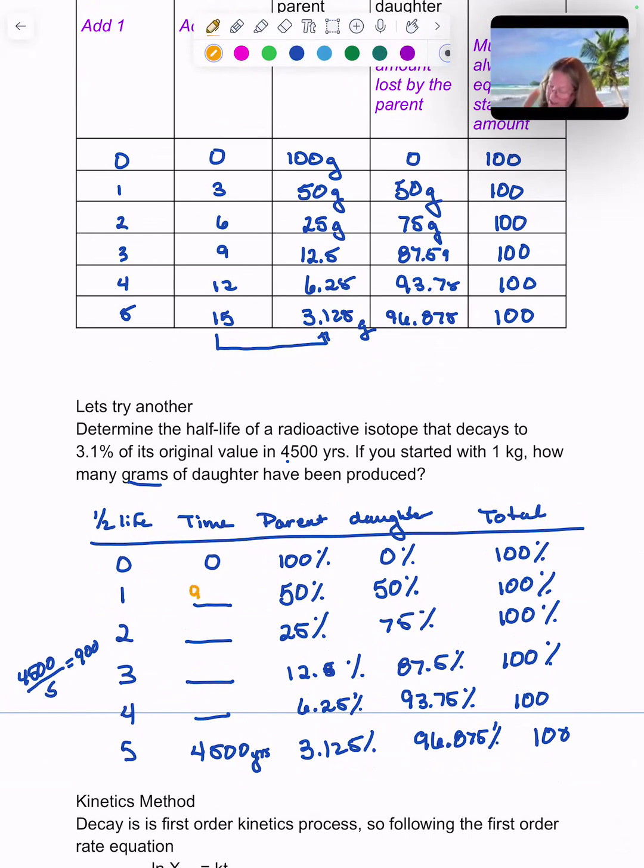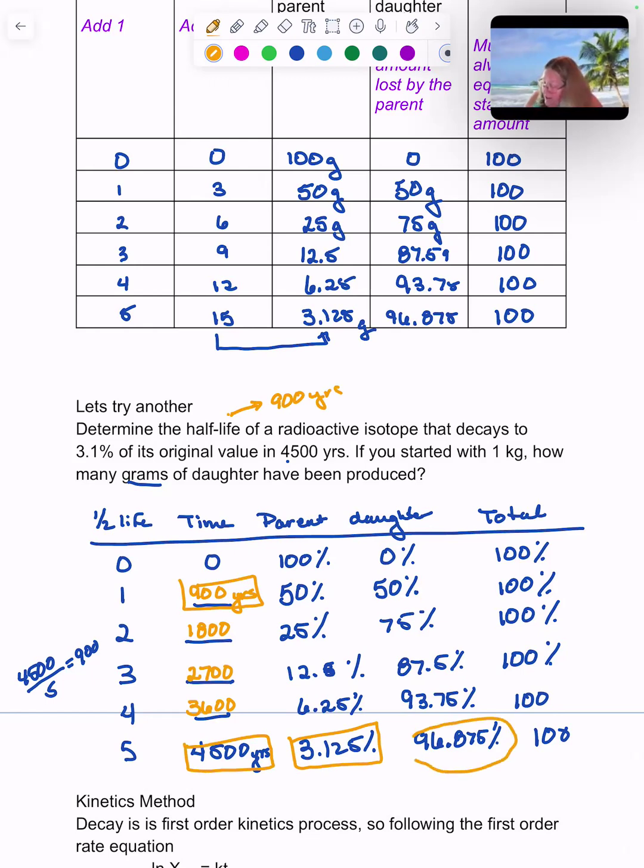So if this was at 900 years, this would be at 1,800 years. 3 times 900, 2,700 years. 3,600 years. And yes, we come out at 4,500 years. We have 3.125%. A half-life is 900 years. So our half-life was 900 years. And how much of the daughter has been produced? 96, we'll call it 97% is now the daughter.